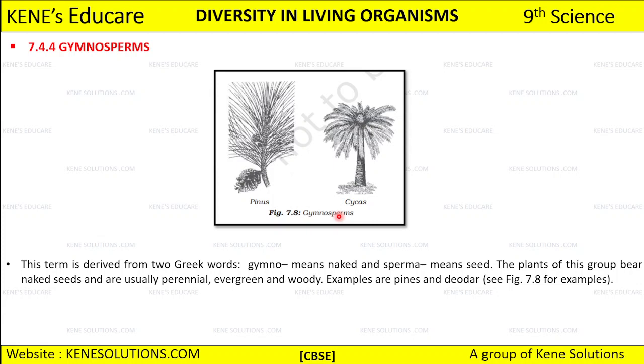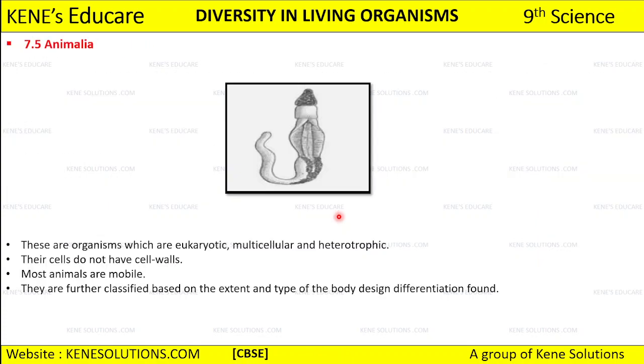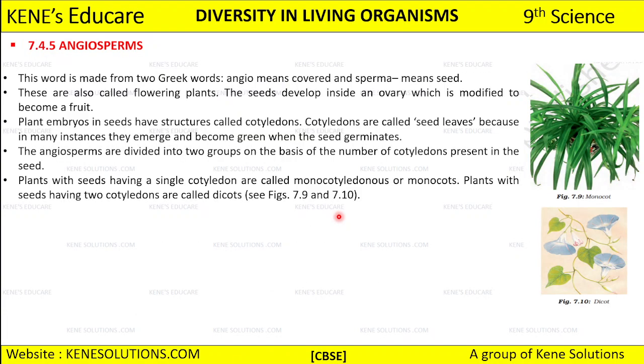So gymnosperm is derived from which two words? Two Greek words. Gymno means naked and sperma means seeds. So naked seeds means gymnosperms. Now after that we have angiosperms. If the seeds are enclosed within the fruit, then that comes under angiosperms. The word angiosperm is made from two Greek words. Angio means covered. Gymno means naked, angio means covered, and sperm means seeds. So gymnosperms are naked seeds and angiosperms mean covered seeds.